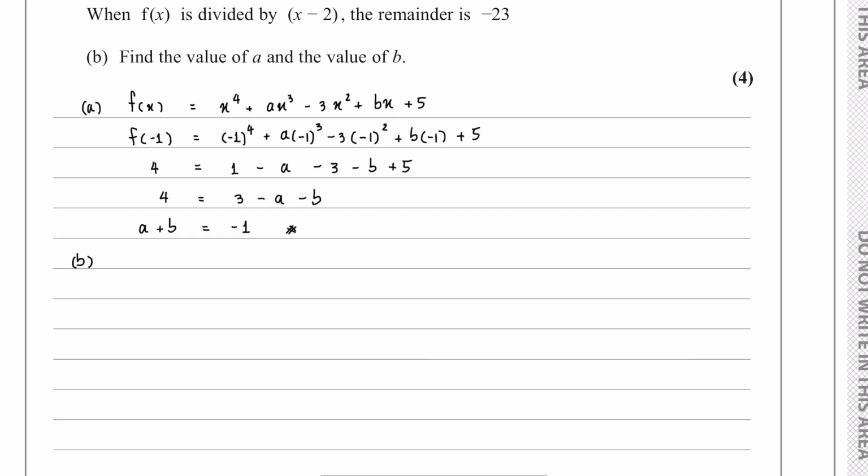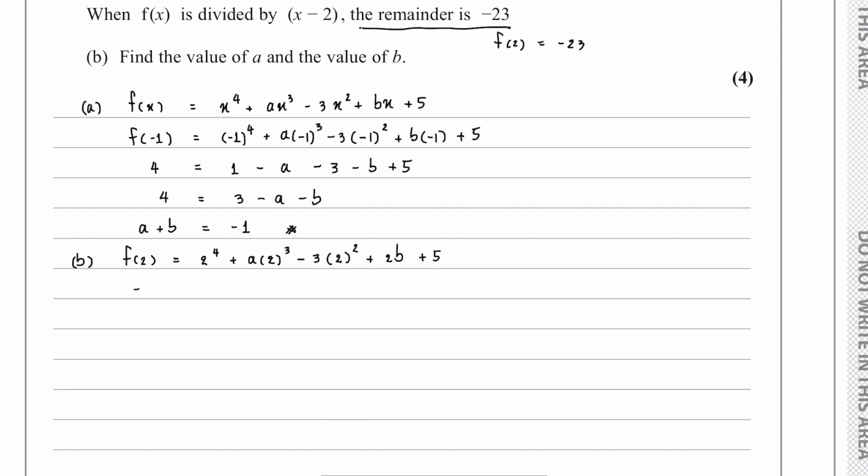Part b. When f(x) is divided by x minus 2, the remainder is -23. We have to find the values of a and b. So if we divide by x minus 2, we have to substitute 2 into f(x). So f(2) will be 2 to the power of 4 plus a times 2 cubed minus 3 times 2 squared plus 2b plus 5. And since the remainder is -23, that means f(2) will be -23.